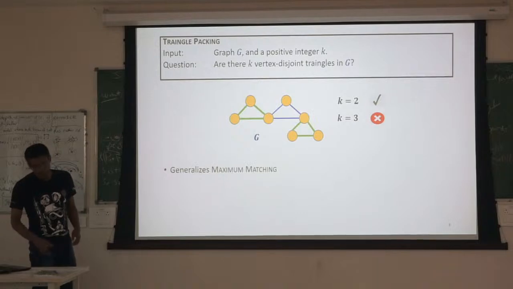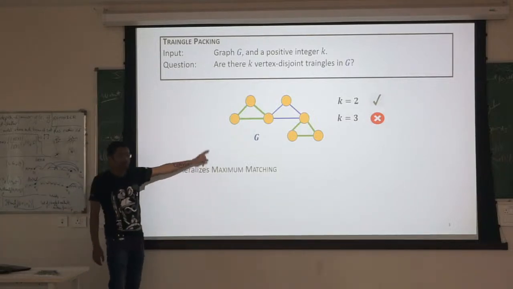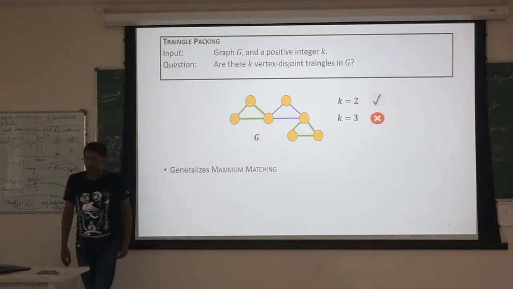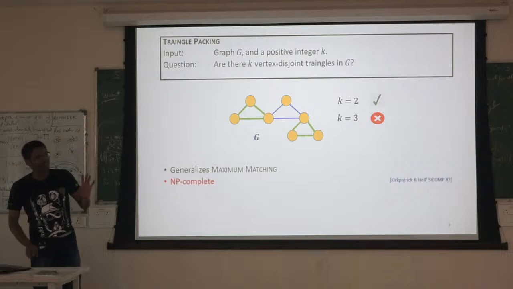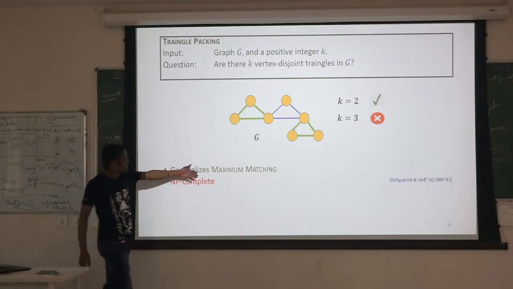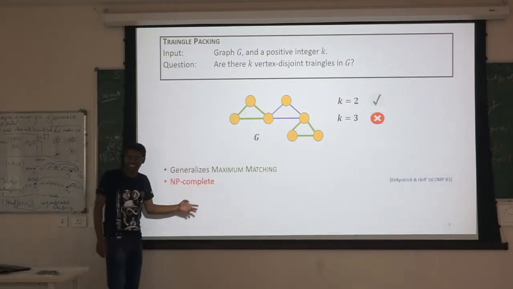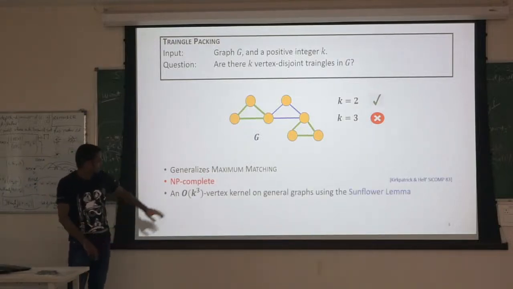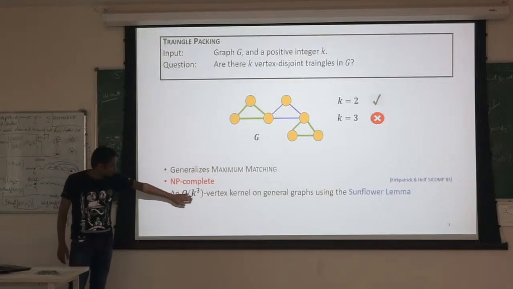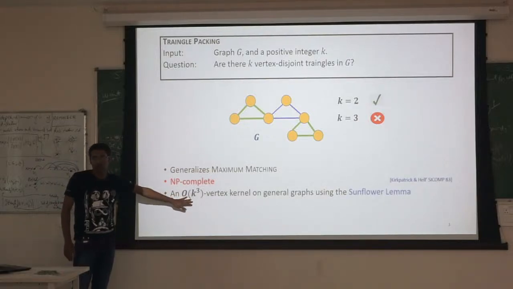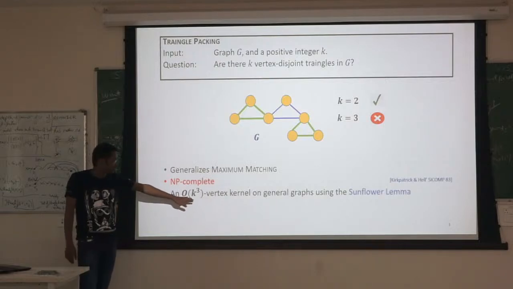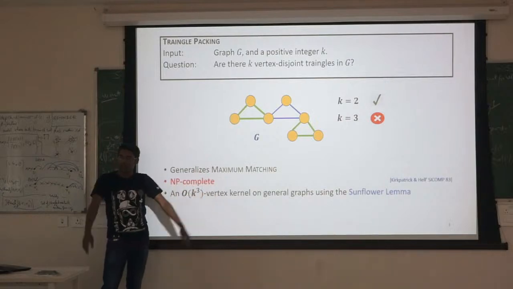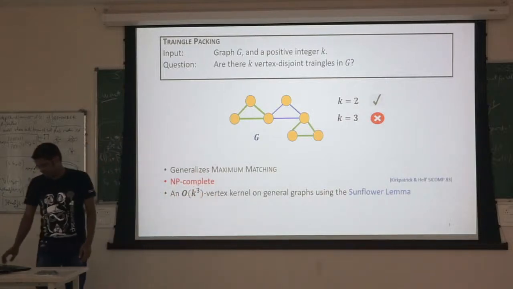Note that this problem generalizes maximum matching, because K2 packing is exactly the maximum matching problem. But this problem is not like maximum matching. You can compute maximum matching in polynomial time, but this problem is NP-hard. Now we will show that this problem admits a cubic kernel. The function of k that I was mentioning is k cube. We will use something called a sunflower. I will explain all this.